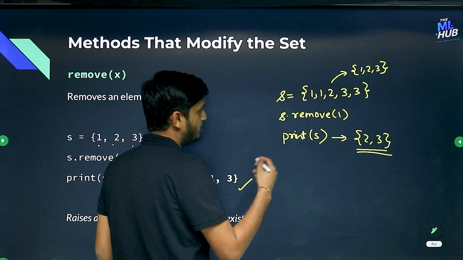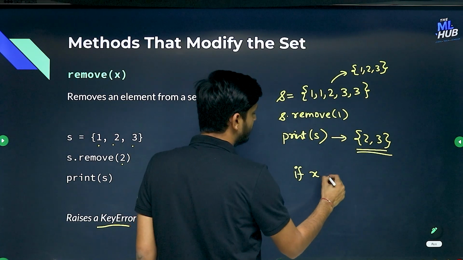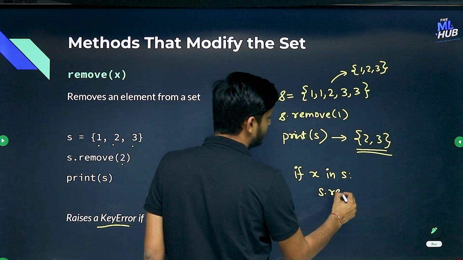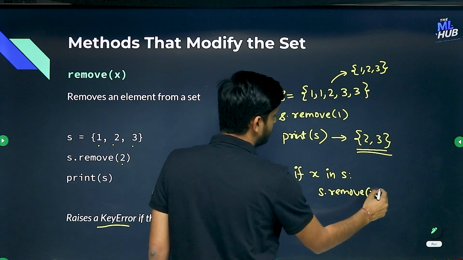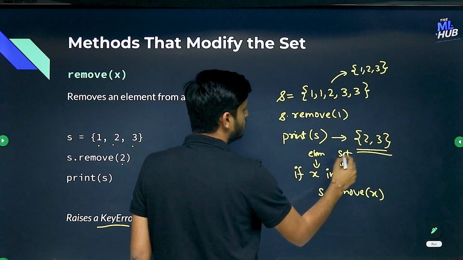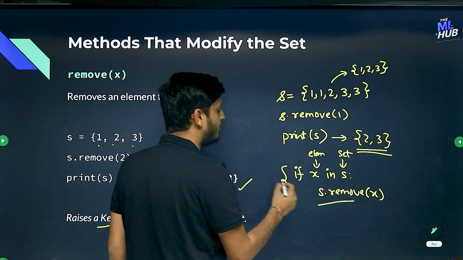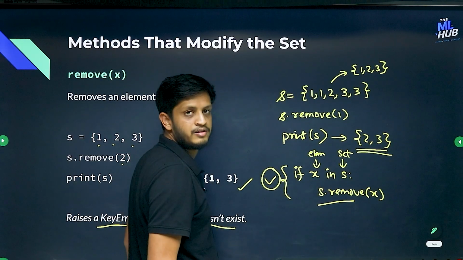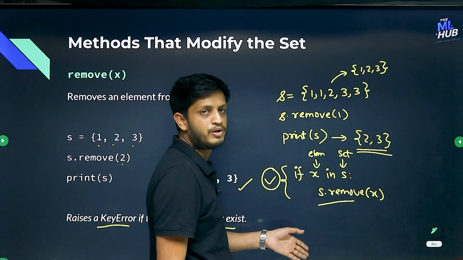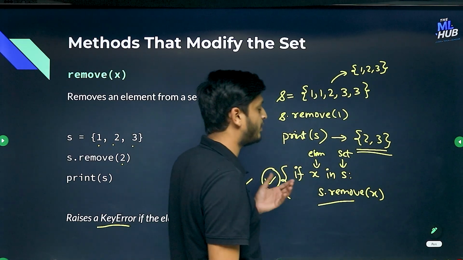To avoid errors, you can write it like this: if x in s, then only s.remove(x). Here x is an element, s is a set. So you are first checking if the element is present in the set, and only then removing it. This program will not give you an error. This is error-free code. If the element is not there, you will not even run the remove, you will come out. So if you want error-free code, always check first. You can wrap it in an if condition.